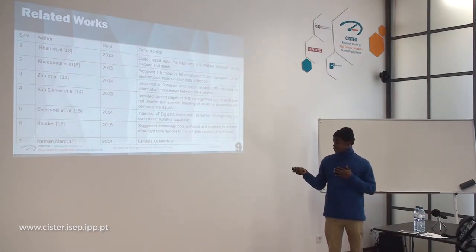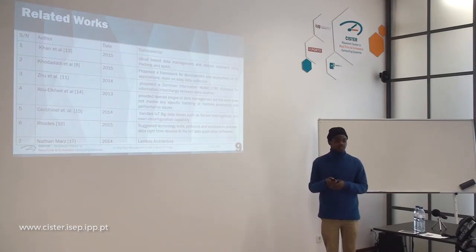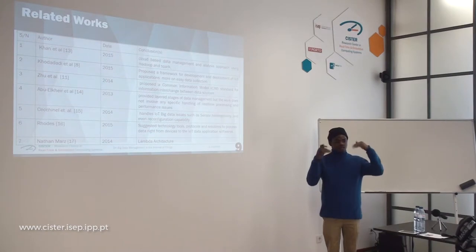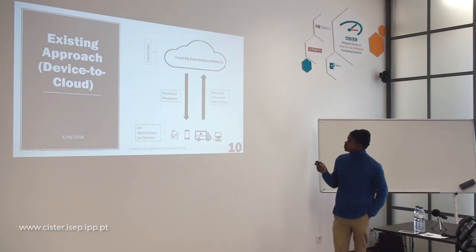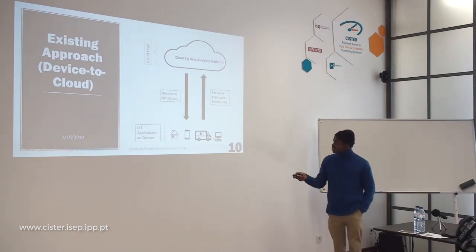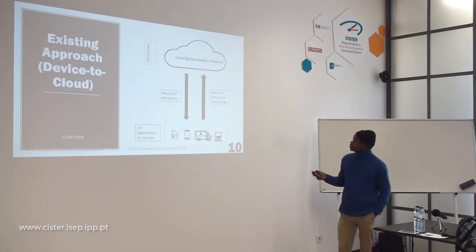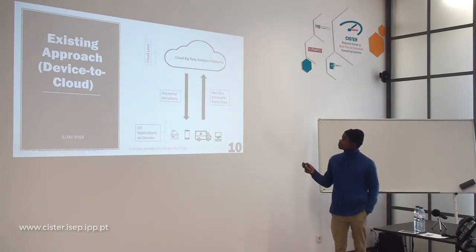Then the Lambda architecture is a very popular architecture for managing streaming data analytics. The Lambda architecture provides an approach to data management where you have real-time data management, then you have streaming analytics for long-term intelligence at the same time, and both happening in the cloud. So this is generally the existing approach to data management. You have business IoT real-time events happening, then the event is sent to the cloud big data platform, then some analytics is computed, then decisions and actuations are sent back to your IoT devices and applications.